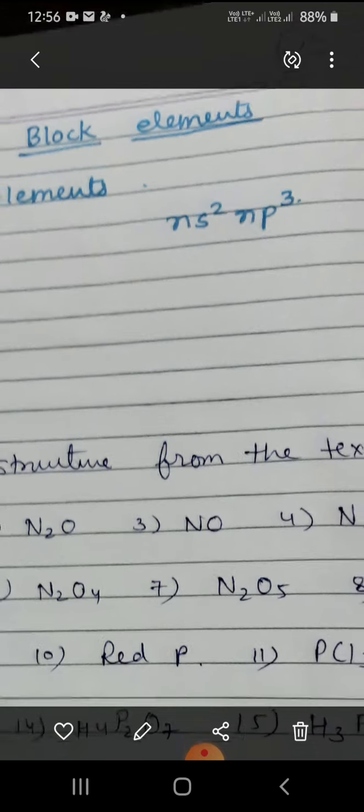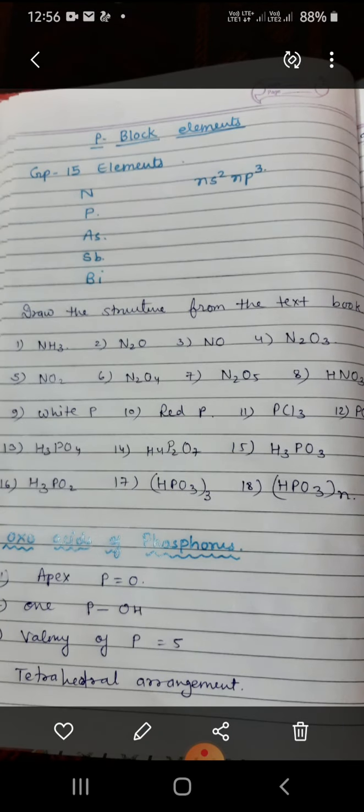Now the very important part of this p block element, group 15 element, is their structure. So I have listed out the 18 molecules whose structures you have to draw. The first structure is of NH3 ammonia, second N2O, third NO, fourth N2O3, fifth NO2, sixth N2O4. Likewise, 18 molecules are there.